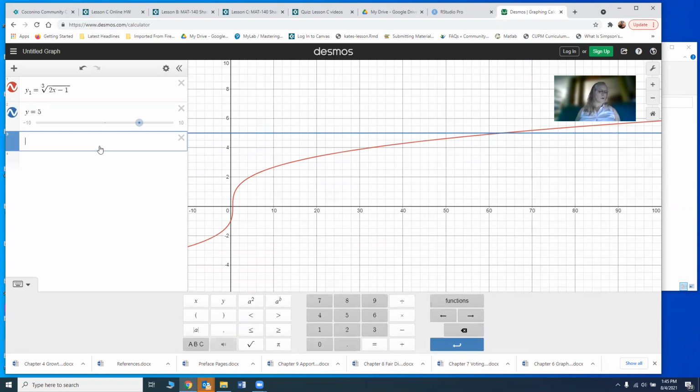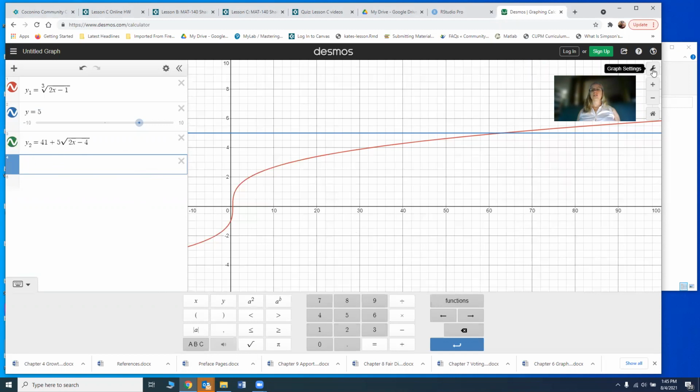Let's try 41. So y2 equals 41 plus 5 times the square root. Now remember, square root you can just get from the keypad itself. Square root of 2x minus 4. I'm not seeing anything because it's starting way up here at 41.